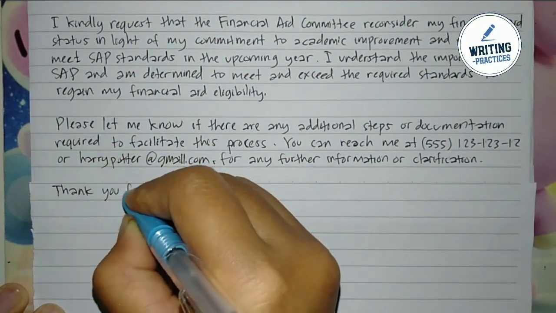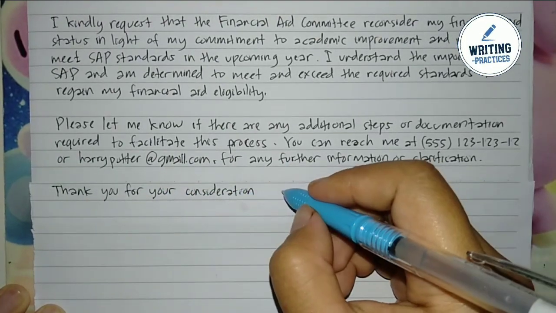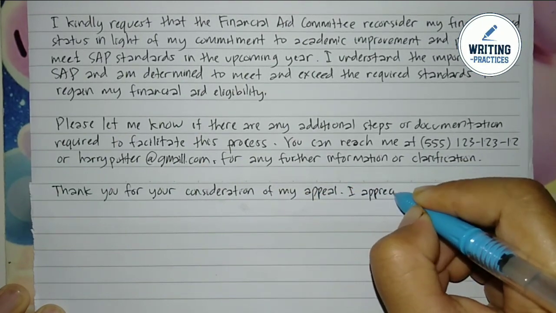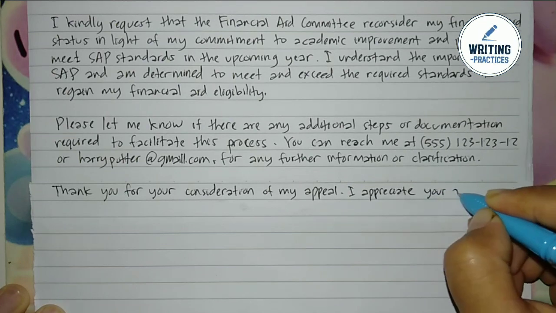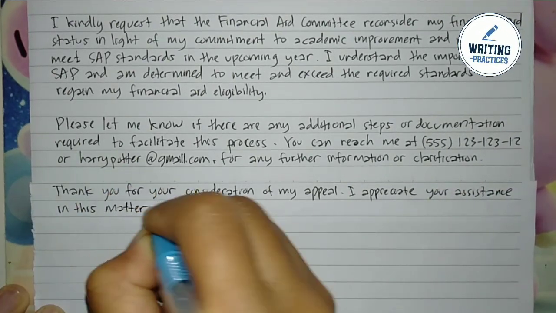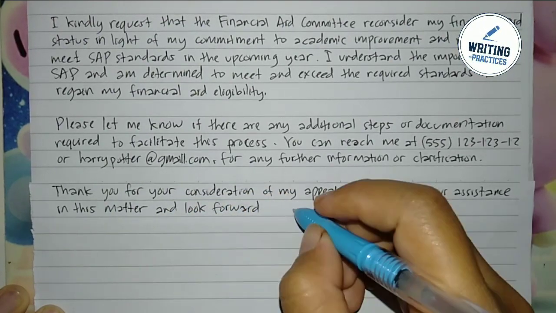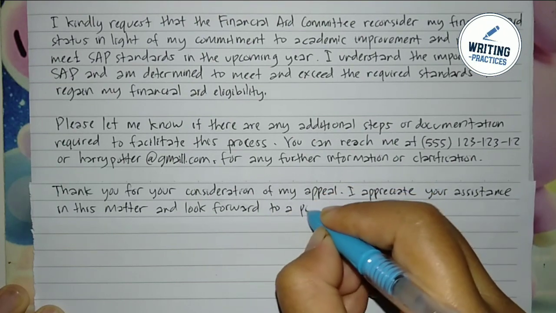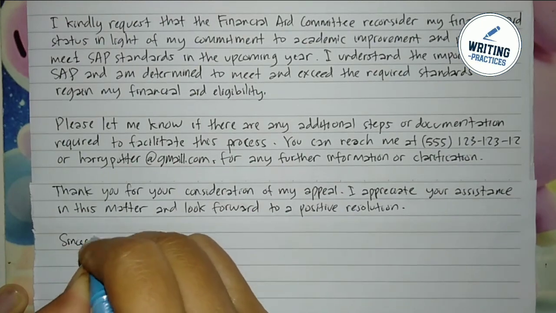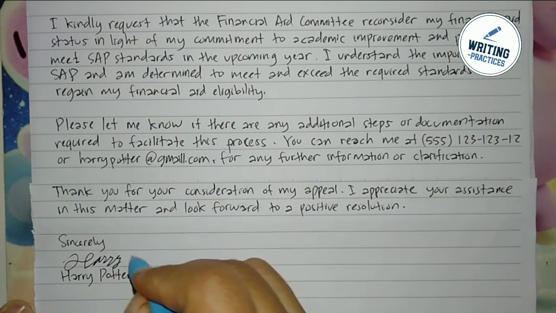And don't forget to thank the recipient. Simply write, "Thank you for your consideration of my appeal." And show how you really wait for the recipient's response. You can write something like, "I appreciate your assistance in this matter and look forward to a positive resolution." And finally, you can close the letter with "Sincerely." Add your signature and write your full name under it.